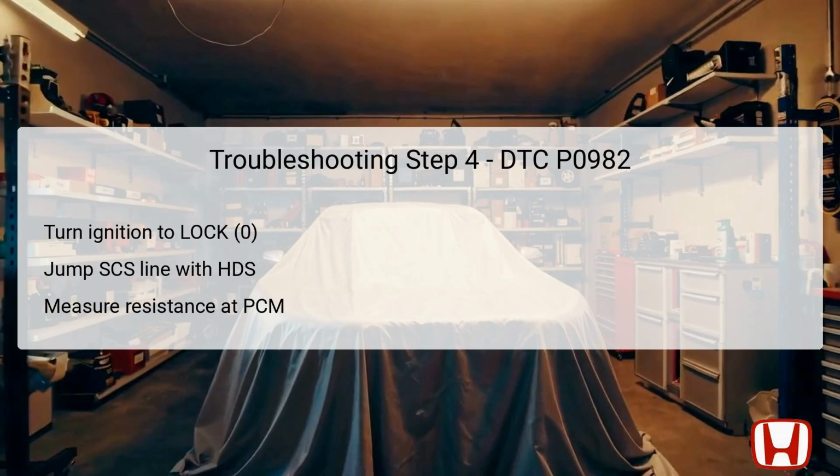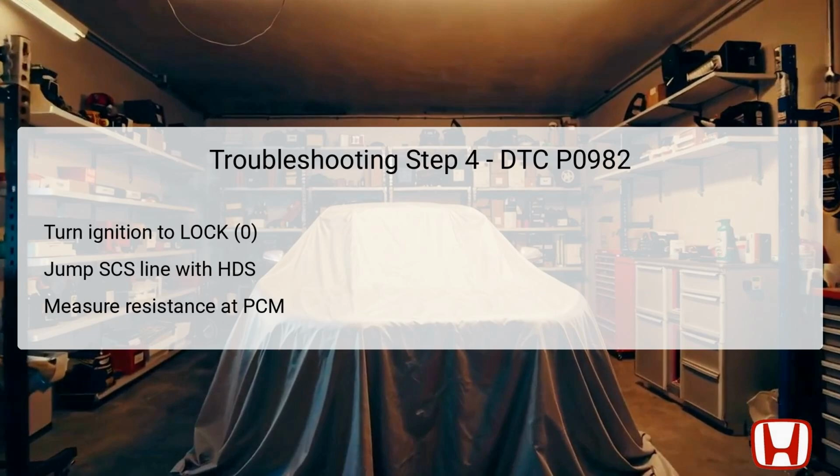The fourth troubleshooting step entails a series of checks focused on the internal resistance of Shift Solenoid Valve D. Begin by turning the ignition switch to the lock 0 position to ensure that all electrical systems are powered down. The next step is to use the HDS to jump the SCS line, which is a method used to bypass certain safety features temporarily while conducting tests.